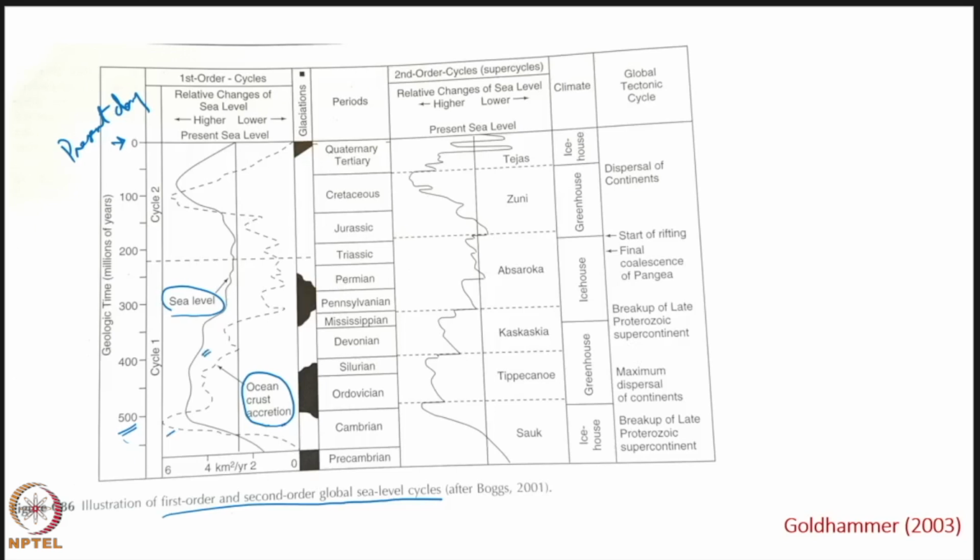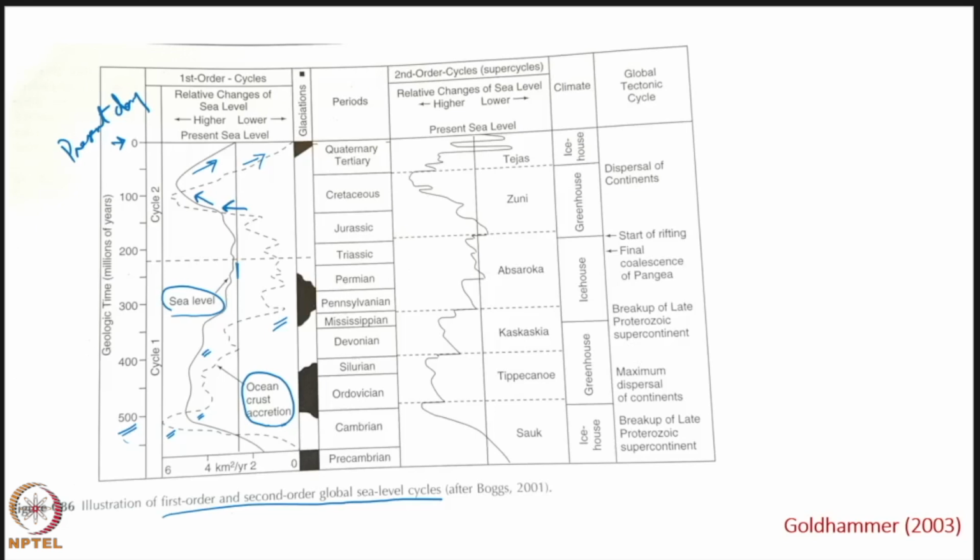When the accretion is high, the sea level was high. For example, here the sea level has fallen, and indeed here also the oceanic crust accretion is reduced. Then when the oceanic crust accretion has increased, not exactly at the same time, but subsequently we find an increase in the sea level, and then when the oceanic crust accretion got reduced, the sea level also fell down. So we can find an approximately proportional relation between the oceanic crust accretion and sea level.